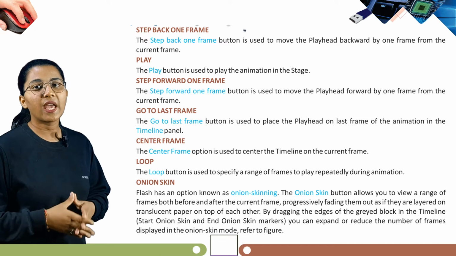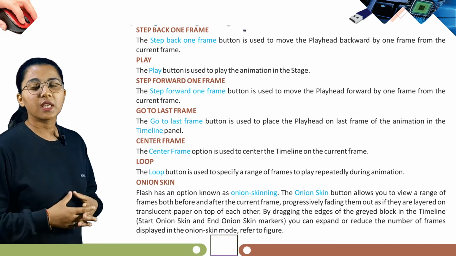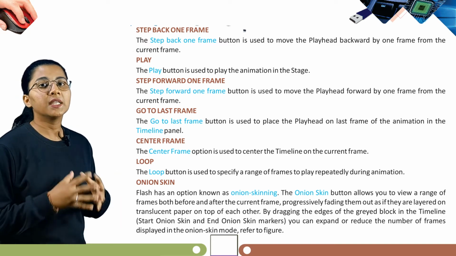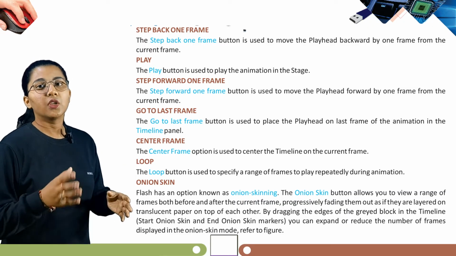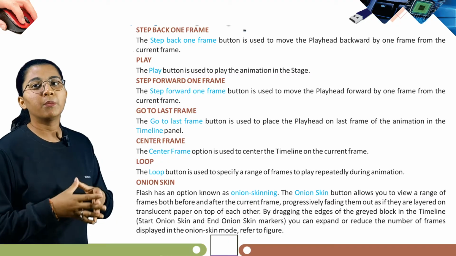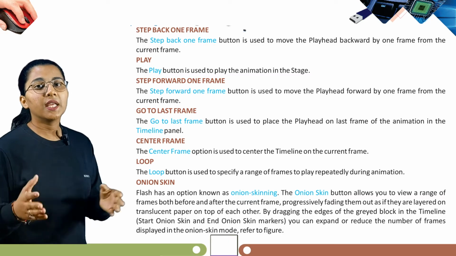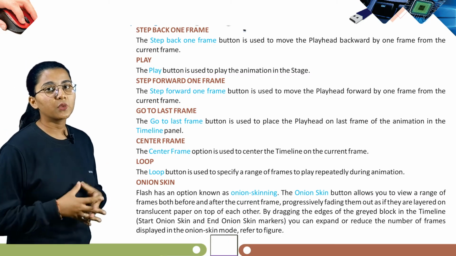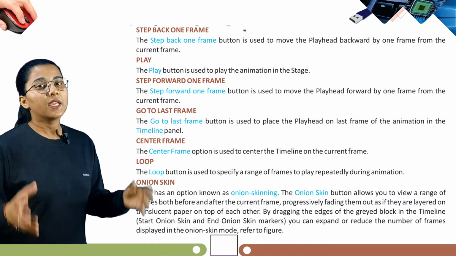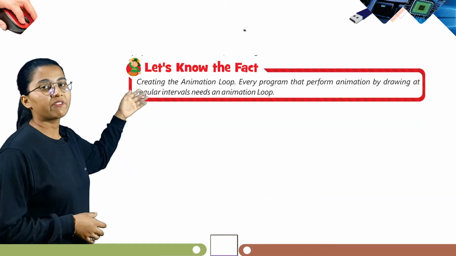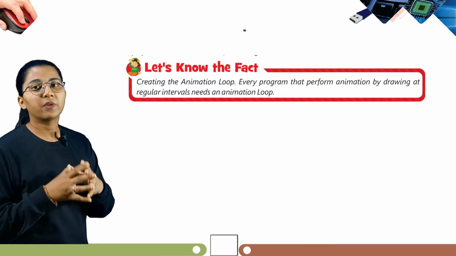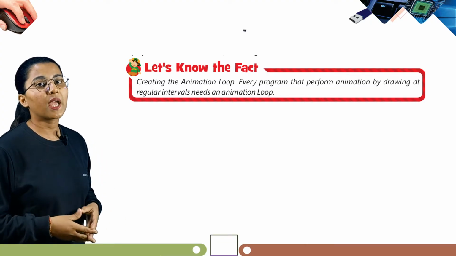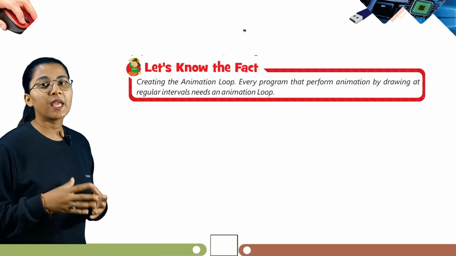By dragging the edges of the grayed blocks in the timeline, the start onion skin and end onion skin markers, you can expand or reduce the number of frames displayed in the onion skin mode. Refer to the figure. Now students, it's time to know an interesting fact, that is creating the animation loop. Every program that performs animation by drawing at regular intervals needs an animation loop.